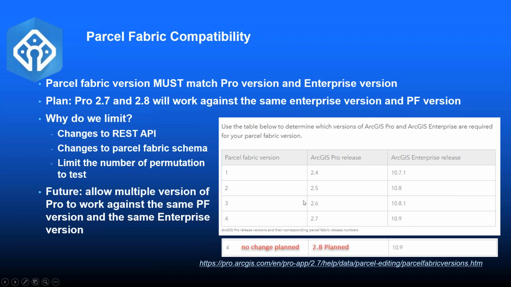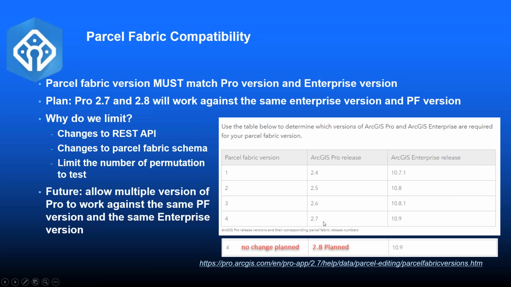Now, this kind of locking also helps us with testing, of course, because you can think about 4 permutations of fabrics, 4 permutations of Pro, 4 permutations of Enterprise, plus 3 DBMS platforms. I think that gives you 196 permutations. So it reduces that amount, and of course it helps quality go up. But our vision is to allow and start freezing both the Parcel Fabric version and the Enterprise version.